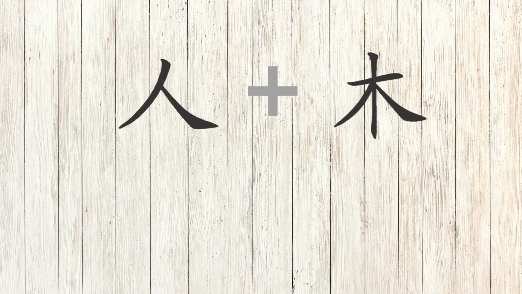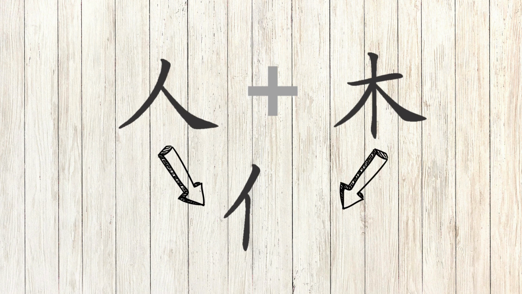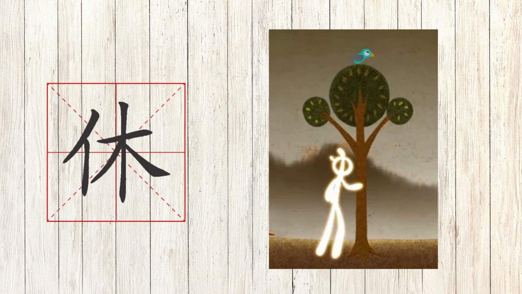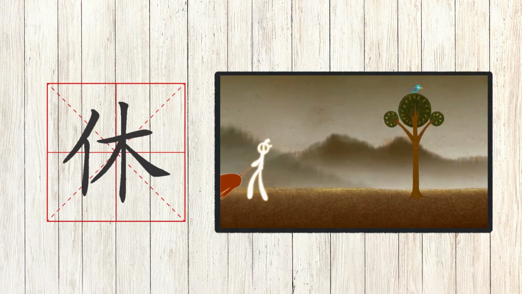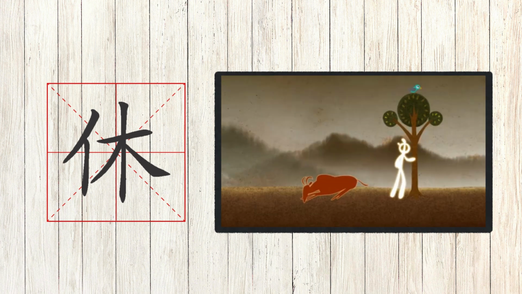Now, let's put these two characters together. 人 moves to the left side as a component and 木 stays on the right. Does that look like the new character we're learning today? Looks like someone's leaning on a tree. What do you think they're doing? Probably tired from hunting, just resting in the shade. That's it. You got it. A person leaning on a tree.